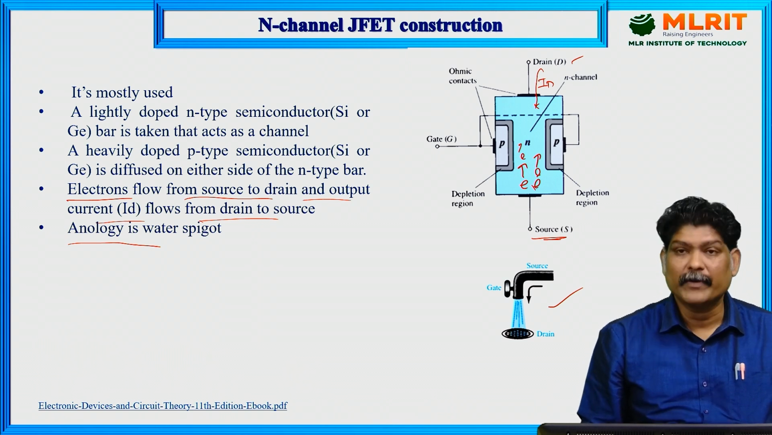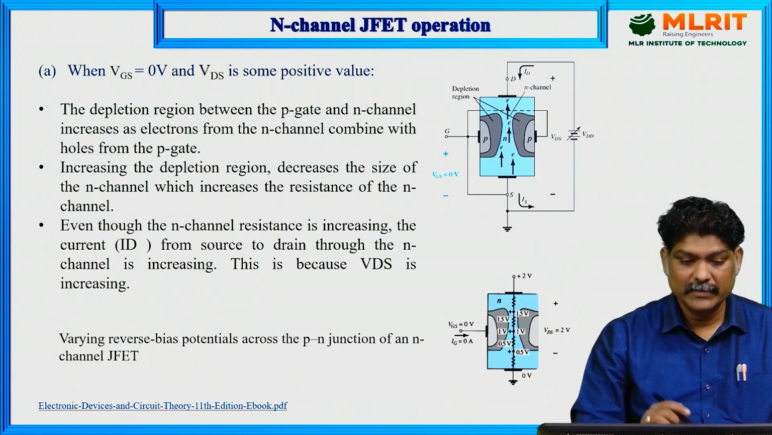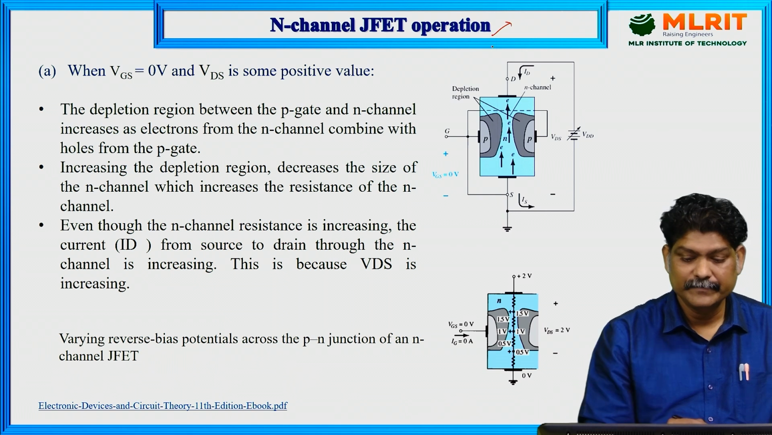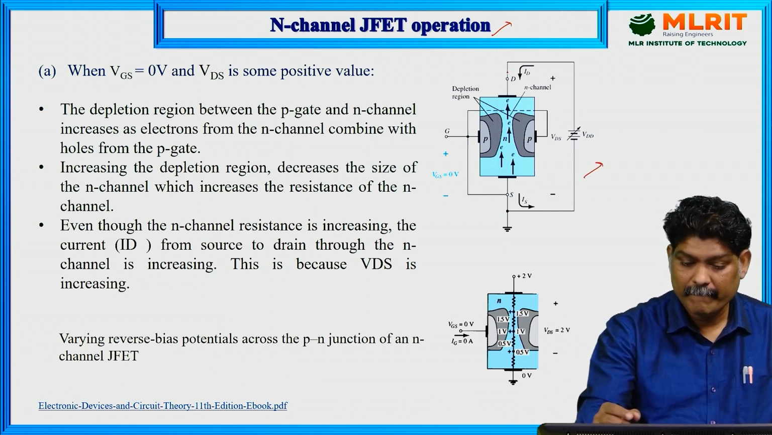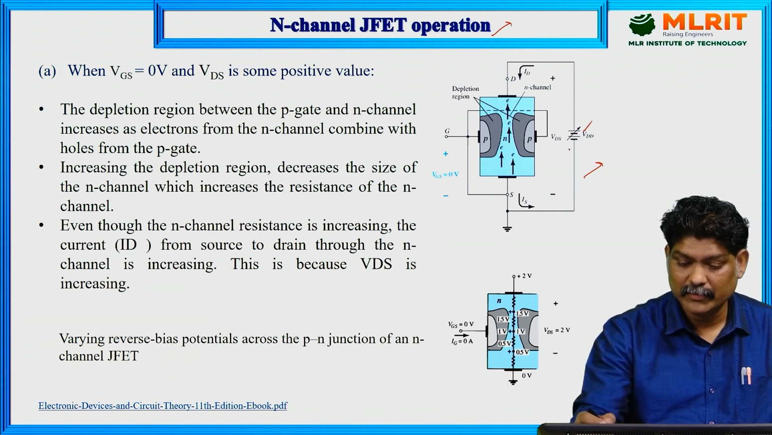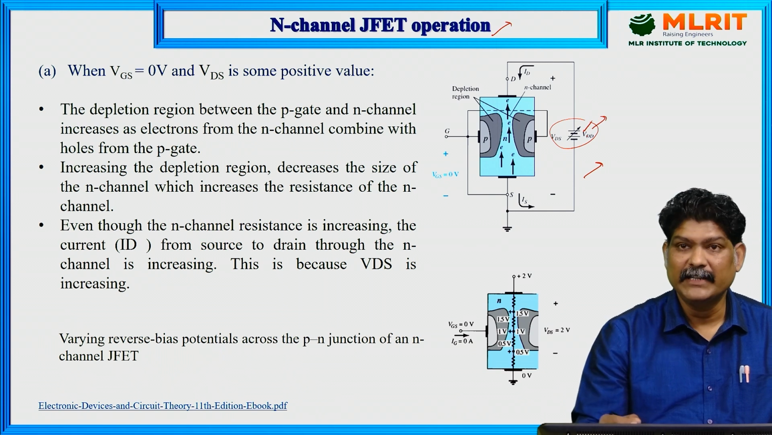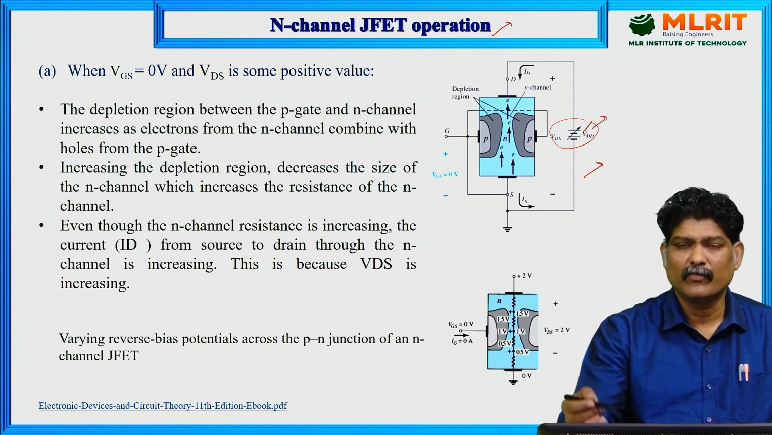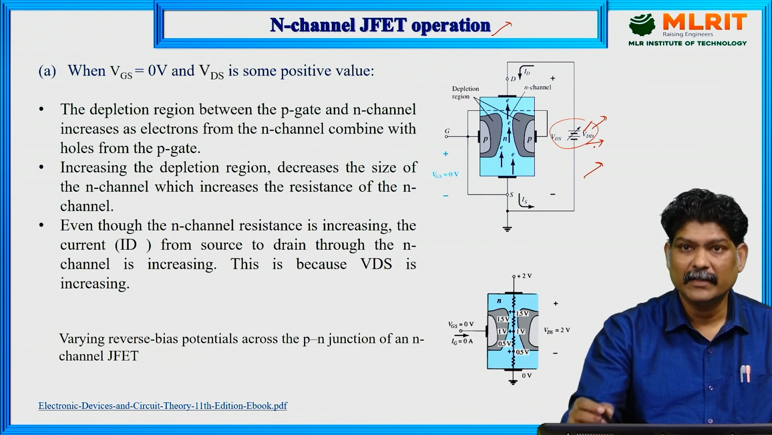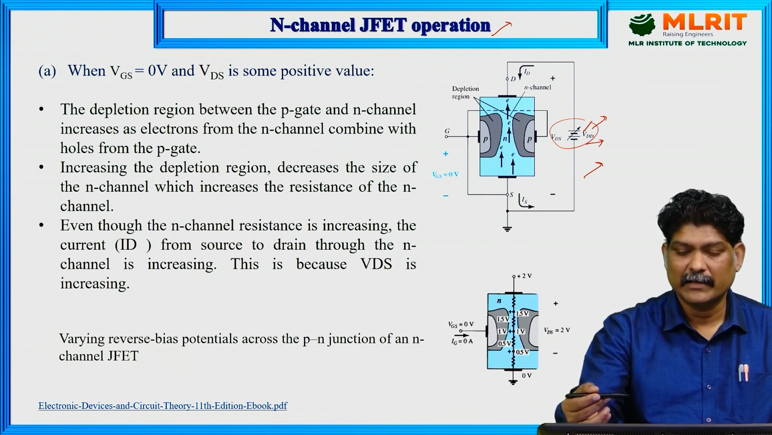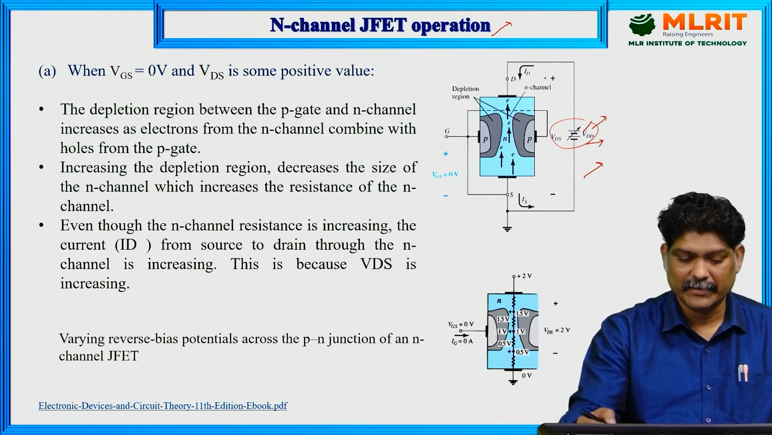Let us see the operation of the N-channel JFET. You can observe from this that the drain is connected to the positive of the battery. This is variable, so we can vary this voltage VDD. Let us say VDD may be 1 volt, 2 volts, 3 volts, like that. VDD means nothing but the voltage across the channel, and across the channel means drain-to-source voltage.